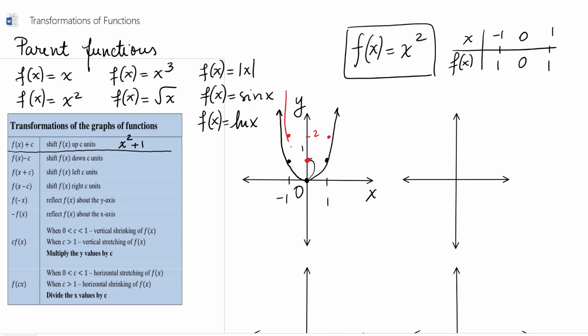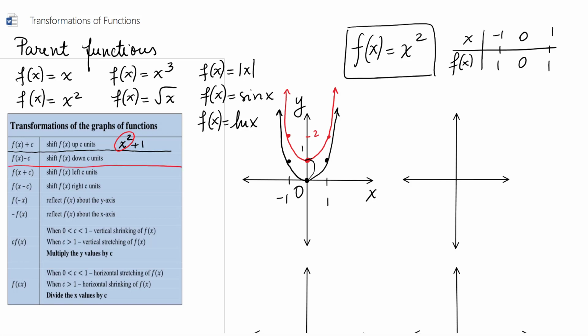So the graph is going to be this one. So by keeping it this way, we actually show how it shifted 1 unit up. So if we are adding a value to the parent function, it's going to shift up. Now, if we are subtracting a value, it's going to shift down.